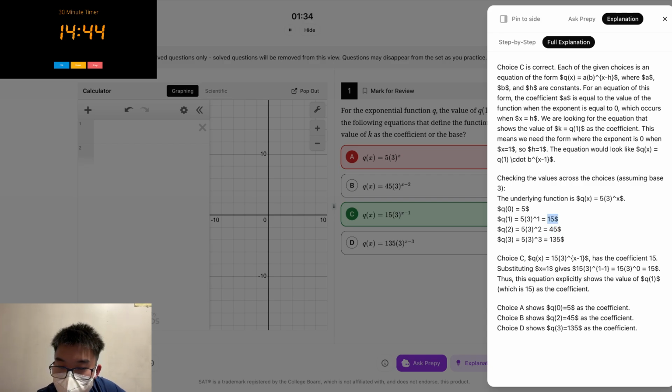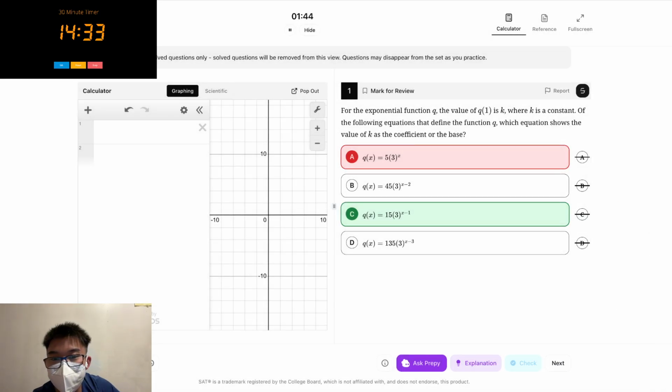Coefficient is a space. Coefficient. Okay, so I was just misreading. Basically, questions like these, okay, at least I know what to look out for.